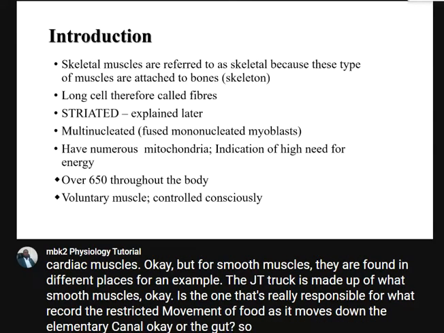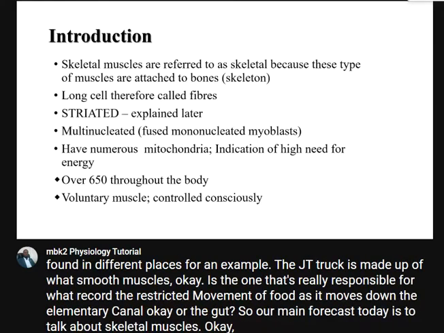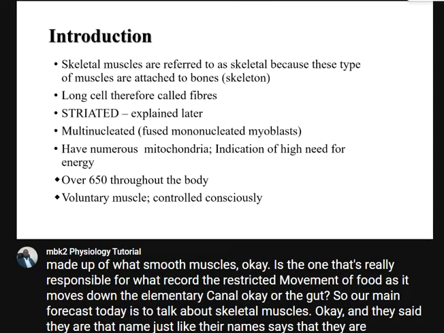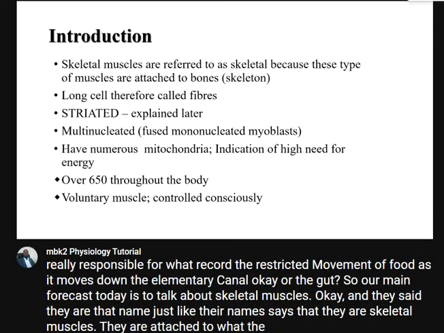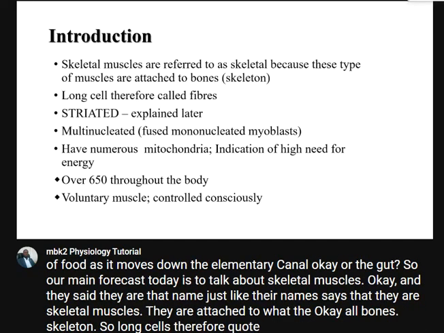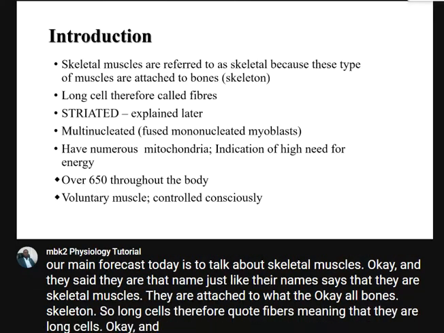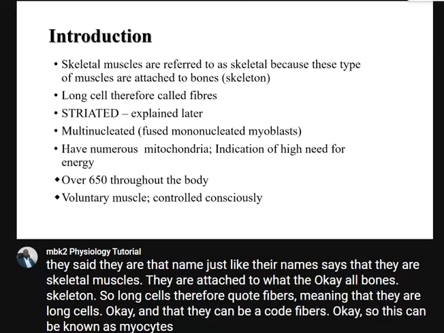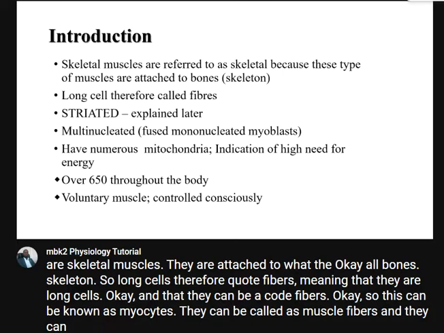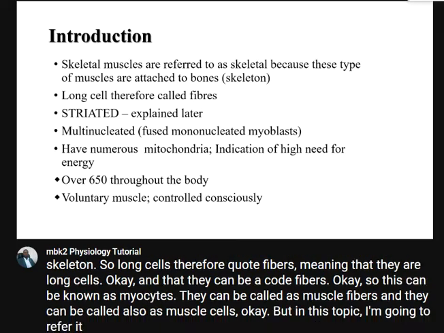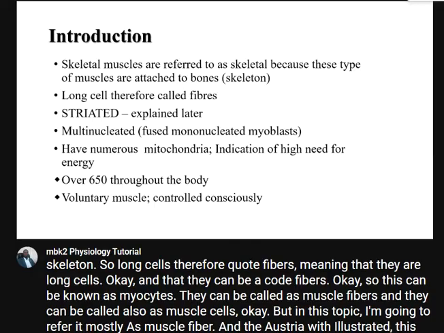So our main focus today is to talk about skeletal muscles. Just like their name says, they are skeletal muscles. They are attached to the skeleton, or bones. They are long cells, therefore called fibers. They can be known as myocytes, muscle fibers, and also muscle cells. But in this topic, I'm going to refer to them mostly as muscle fibers, and they're striated. This will be explained later as we go on.